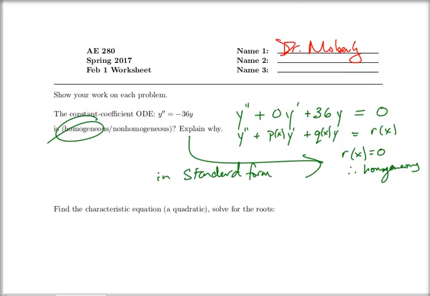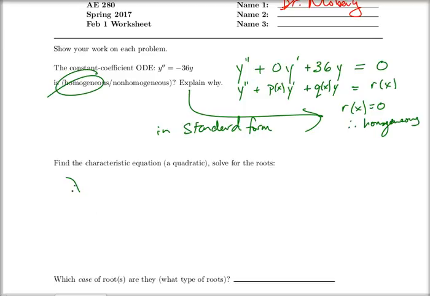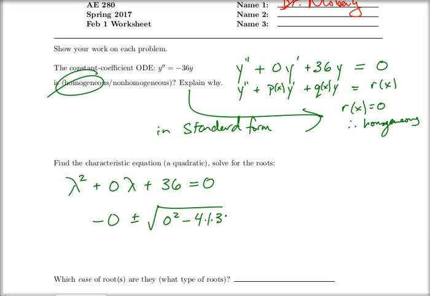All right, let's solve the characteristic equation. Lambda squared plus 0 times lambda plus 36 equals 0. Don't have to justify that, just solve the quadratic. It's going to be minus 0 plus or minus the square root of 0 squared minus 4 times 1 times 36, all over 2 times 1. This is equal to the square root of 0 minus 128, if I'm not mistaken, over 2.